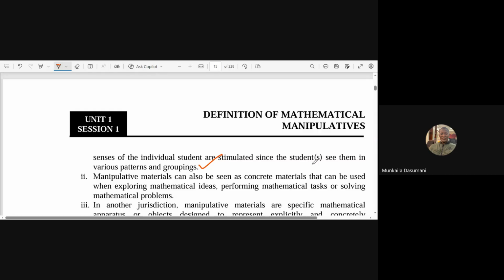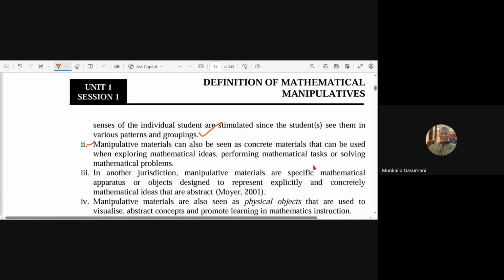So manipulative materials can also be seen as concrete materials that can be used when exploring mathematical ideas, when you are performing your mathematical tasks, or when you are solving mathematical problems. So you can use those concrete materials. And then another way is that manipulative materials are specific mathematical apparatus. Since science has apparatus, mathematicians also have apparatus. So our apparatus are the manipulatives. Or you can talk about the instructional materials. All the materials become apparatus.